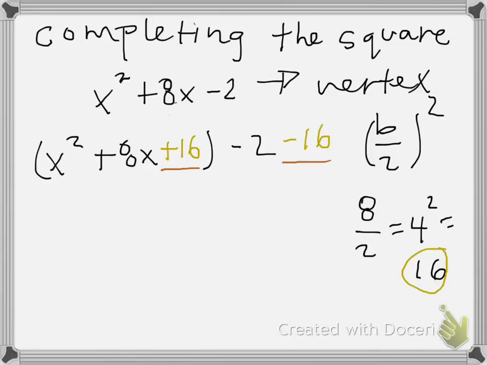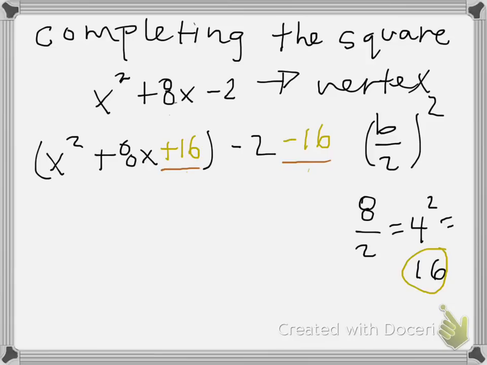The reason we add a number on the inside and subtract it on the outside is because we can't just change this equation to be whatever we want it to be, but we can manipulate it to look how we want. So by adding a 16 and subtracting a 16, we've literally changed nothing in the equation. We've just manipulated it to look a little bit different.